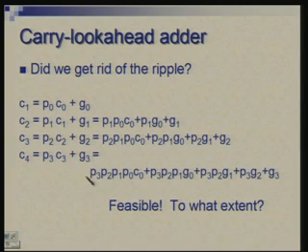Similarly, let us look at the last one. The condition for C4 is that either there is a generation at stage 3, or generation at stage 2 which propagates through 3, or generation at stage 1 which propagates through 2 and 3, or generation at stage 0 which propagates through stages 1, 2 and 3, or an incoming carry which propagates through all these 4 stages. You can either derive these expressions by substitution or reason them out directly based on the logic of what these terms P's and G's are.